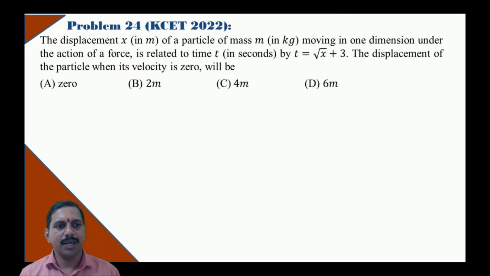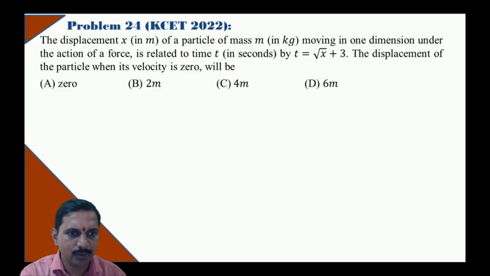The question goes like this: the displacement x in meters of a particle of mass m in kg moving in one dimension under the action of a force is related to time t in seconds by t is equal to root x plus 3. The displacement of the particle when its velocity is 0 will be. Let us look at it.